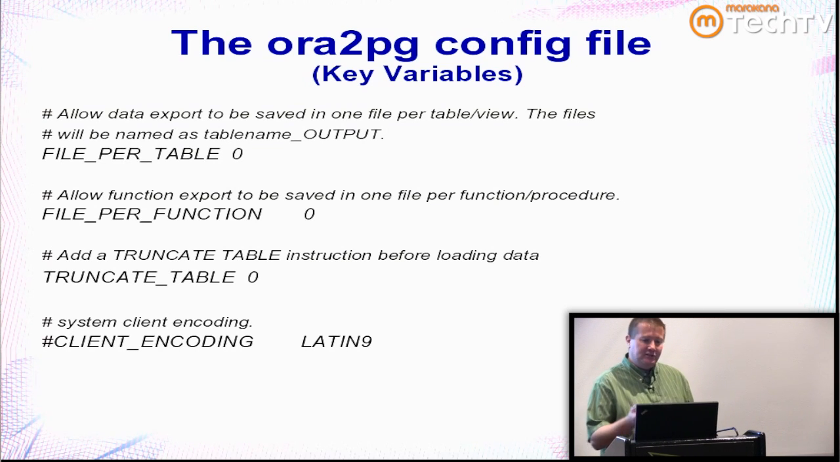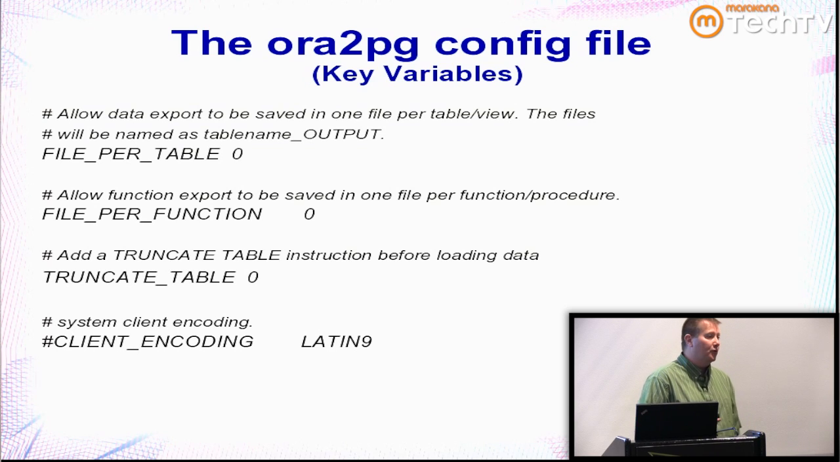Truncate table is just that. It'll truncate all the tables before the data migration. You can set the client encoding if you're having issues, which we actually set because the last client we did this for was using some off-the-wall, pretty non-standard encoding. Even though their database was set with that encoding, the migration was trying to force it back to Latin 1, and it just wasn't working out.